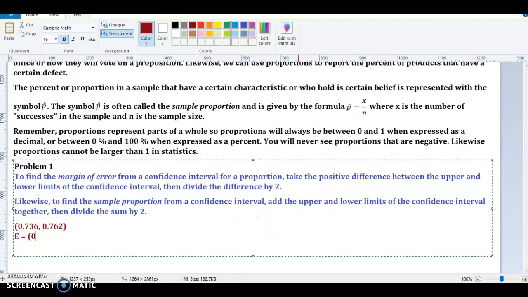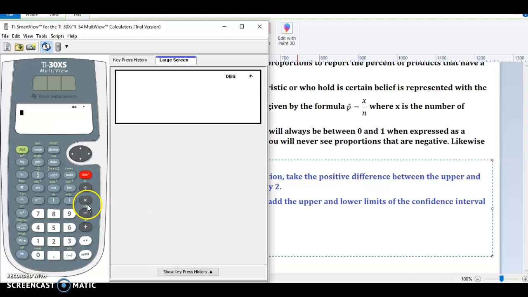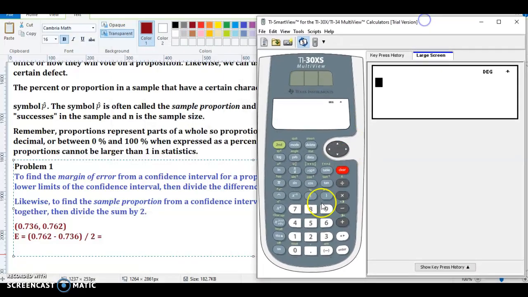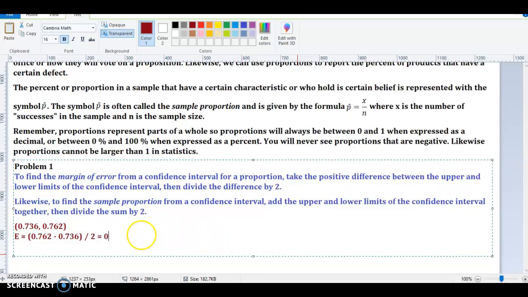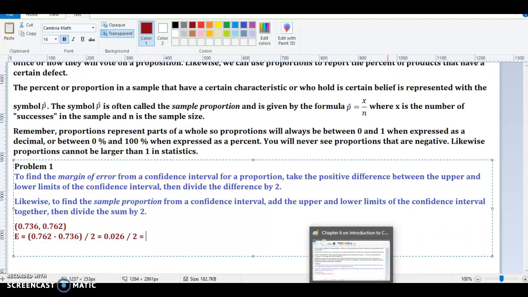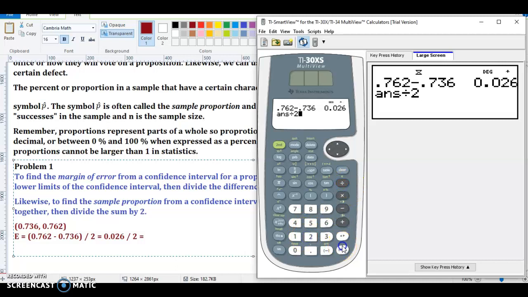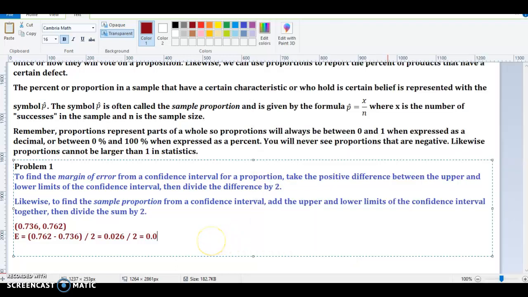So E is equal to 0.762 minus 0.736, and then divide that difference by 2. 0.762 minus 0.736 gives us a difference of 0.026. We still need to divide that by 2 to get the margin of error. Divided by 2, our margin of error is 0.013.